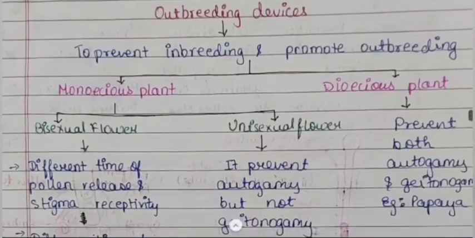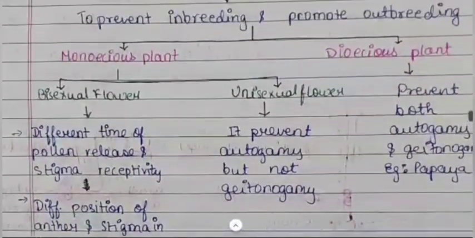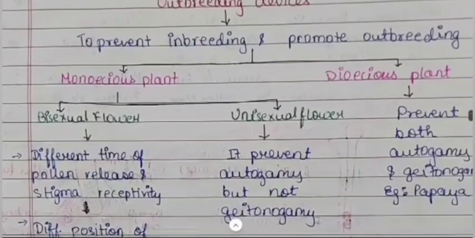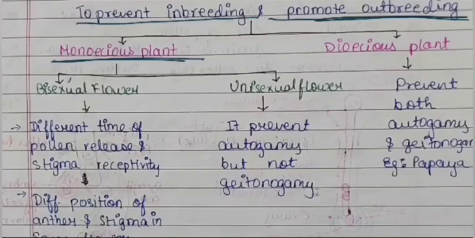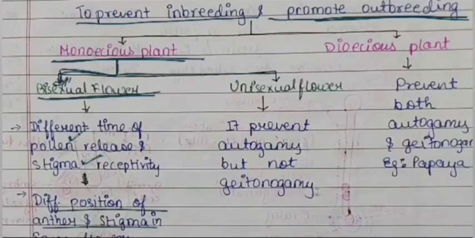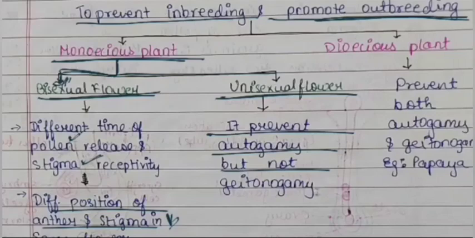Now coming to the topic outbreeding devices, in which plants have developed their own mechanisms to prevent inbreeding and to promote outbreeding. In case of monoecious plants, two types of flowers are there, bisexual and unisexual flowers. In bisexual flowers, the time of release of pollen grain and stigma receptivity is different, so it generally prevents autogamy, while another way is the difference between the position of anther and the stigma. In case of unisexual flowers, it prevents autogamy but not geitonogamy.